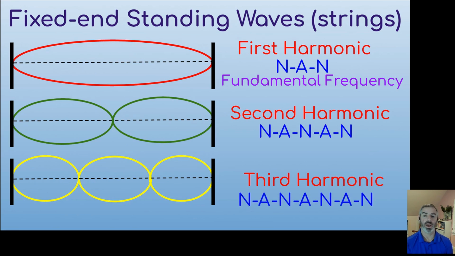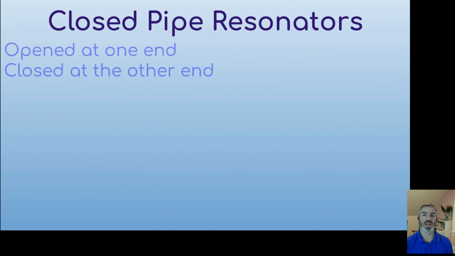We count the third harmonic, we end up with 6 pairs of node antinodes, which is 3 times the amount of node antinode pairings from the first, so that's why it's the third, because it's 3 times. So we're going to transition to closed pipe resonators, one that's open at one end and closed at the other, which is some organ pipes.